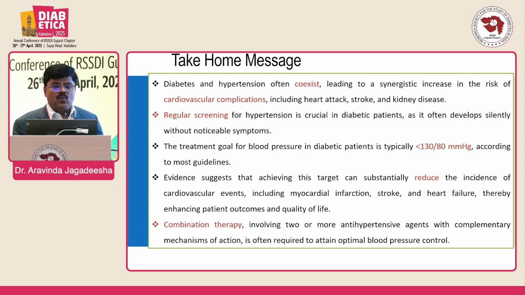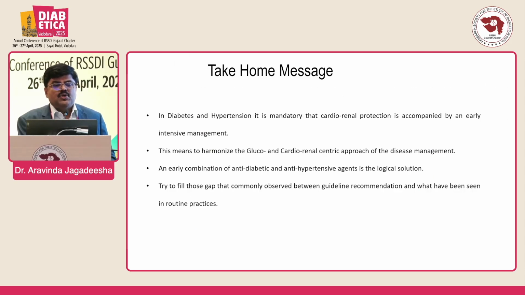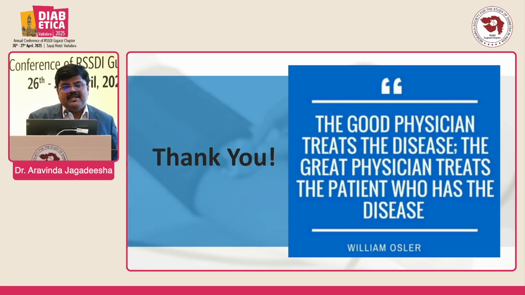Combination therapy involving 2 or more antihypertensive agents with complementary mechanisms of action is often required to attain optimal blood pressure control. So in diabetes and hypertension, it is mandatory that cardiorenal protection is accompanied by an early intensive management. This means to harmonize the gluco and cardiorenal centric approach of disease management. An early combination of anti-diabetic and anti-hypertensive agents is a logical solution. Try to fill those gaps that are commonly observed between guideline recommendations and what is seen in routine practice.